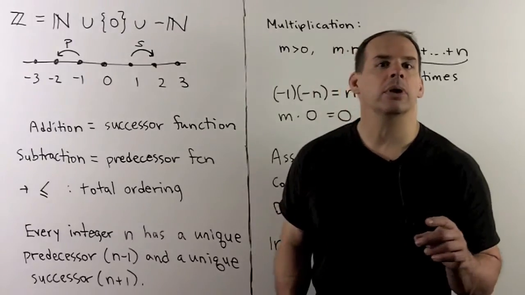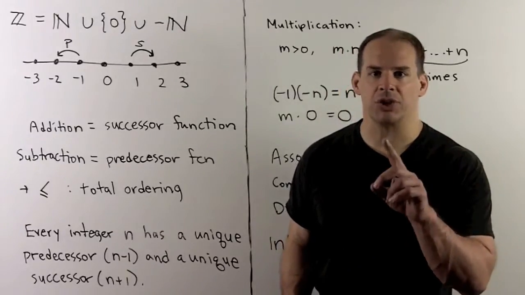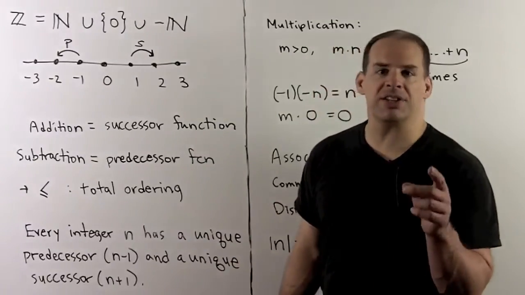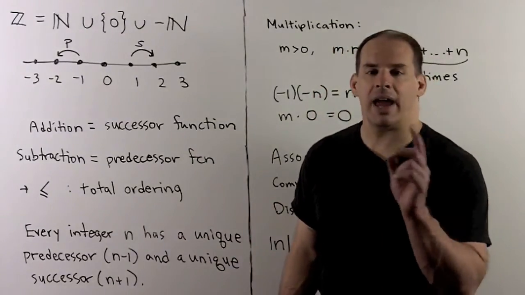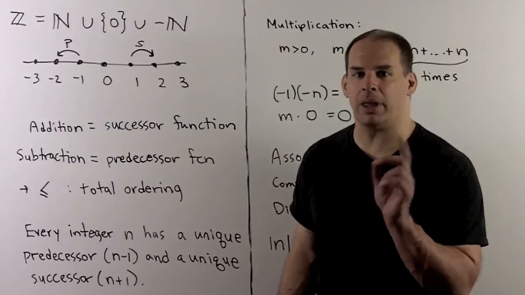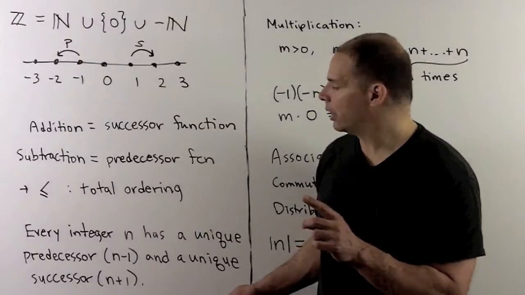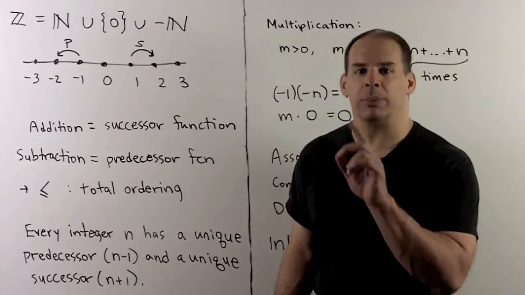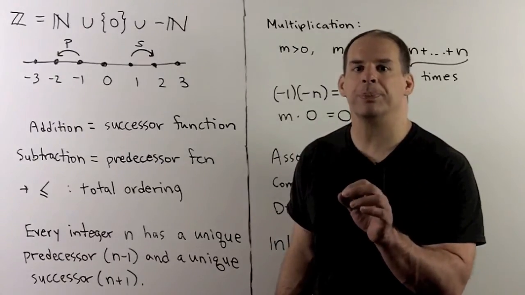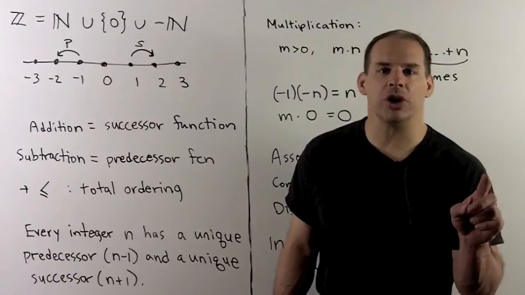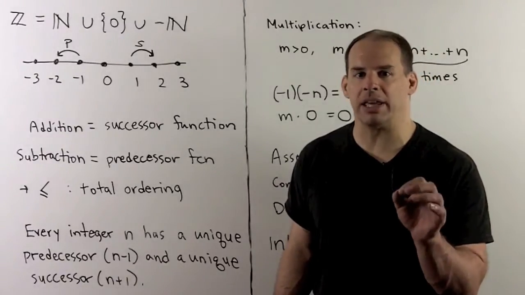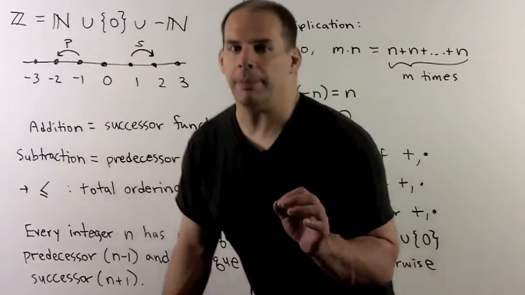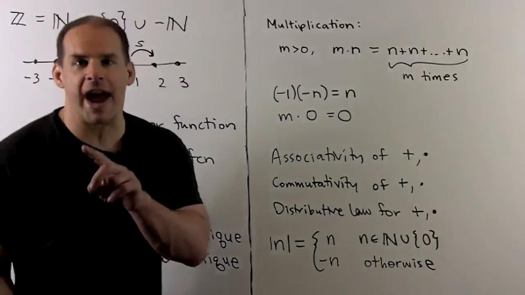Now, this business of predecessors and successors, for the integers, every integer n has a unique predecessor, n minus 1, and a unique successor, n plus 1. We note every positive integer can be brought down to 0 by repeated application of predecessors. Every negative integer can be brought to 0 by repeated application of successors. Now, that's addition and subtraction.